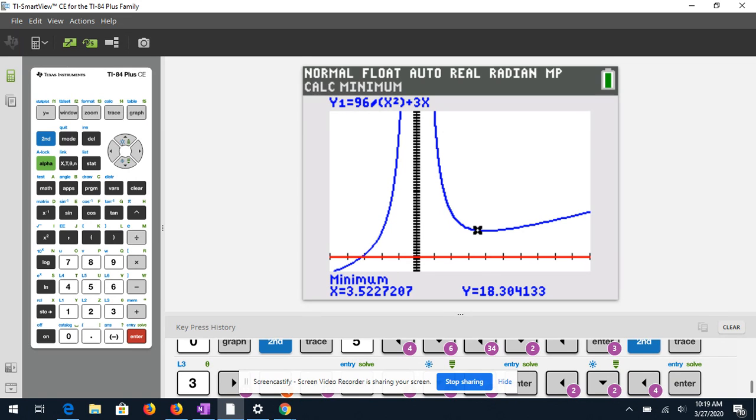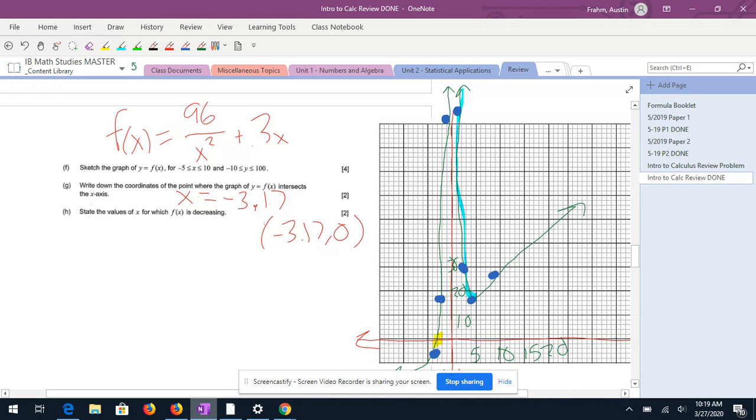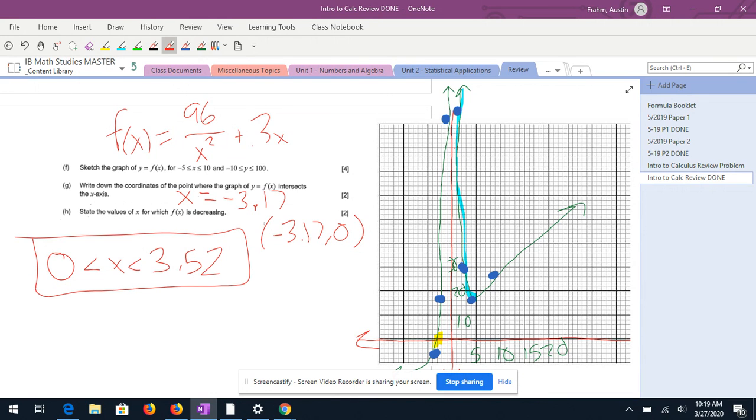It's about, the x value is what we care about. It's about 3.52. Okay, so that local minimum point is about at an x value of 3.52. So the x values for which f of x is decreasing would be between 0 and 3.52. Okay.